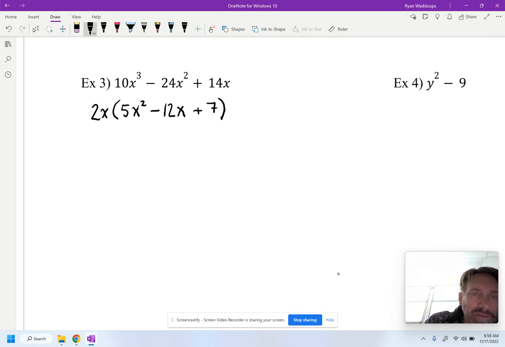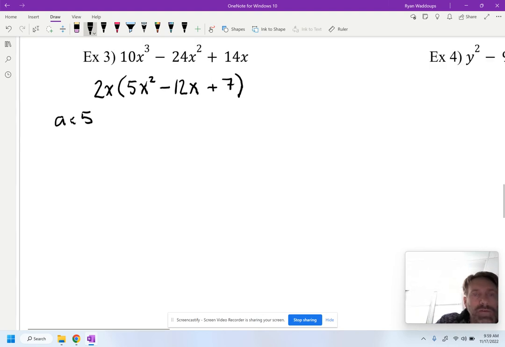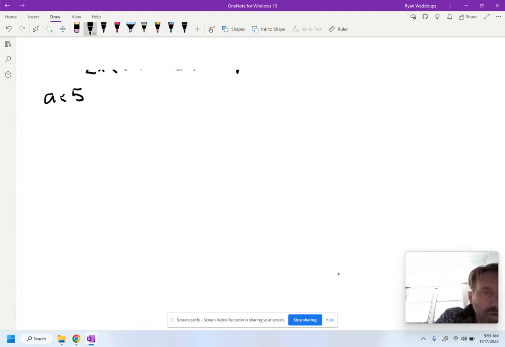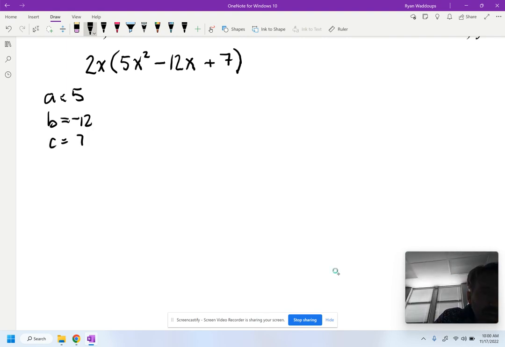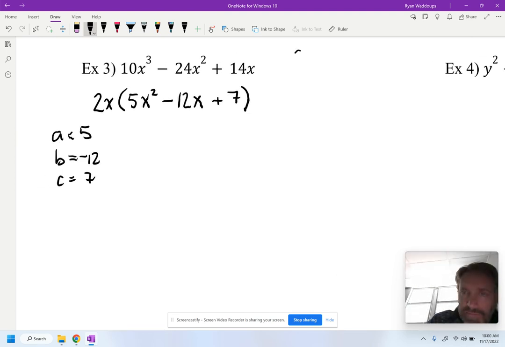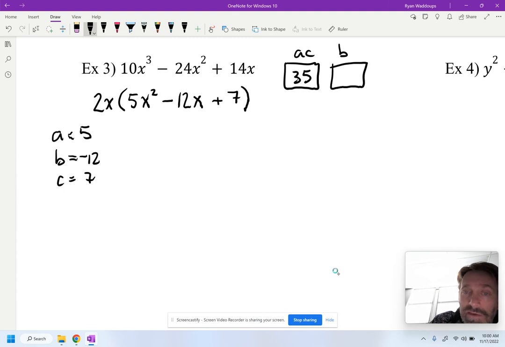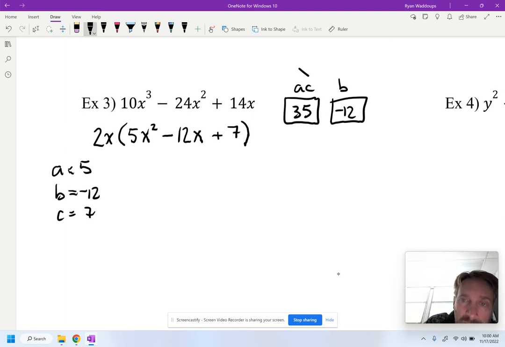So now I look at the values of a, b, and c inside the parentheses. A is 5. B is negative 12. And C is 7. So AC is 5 times 7, 35. And B is negative 12. Now this time, remember that we're looking for numbers that multiply to AC and then add to give us B.